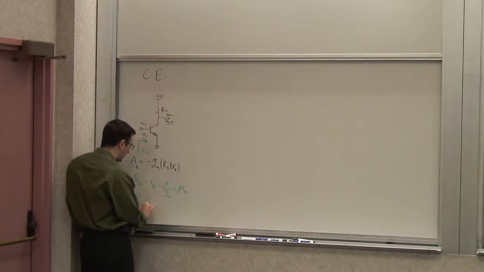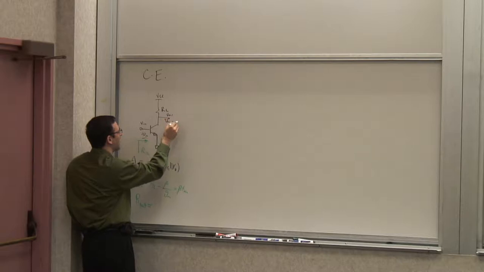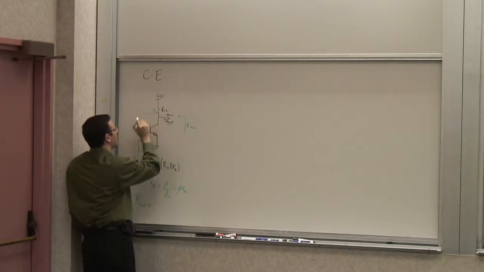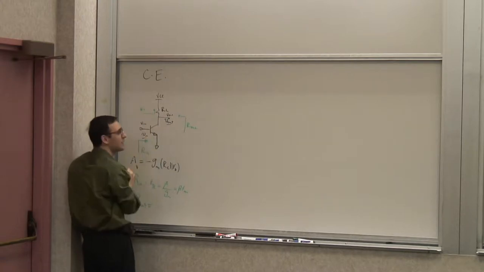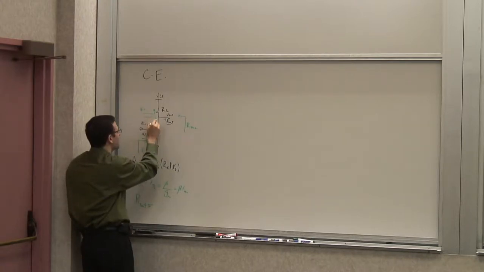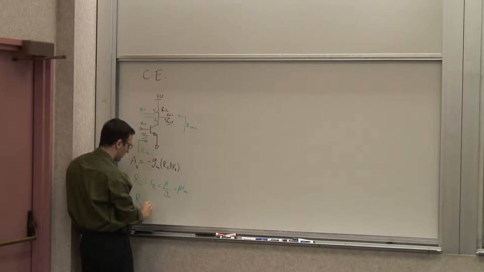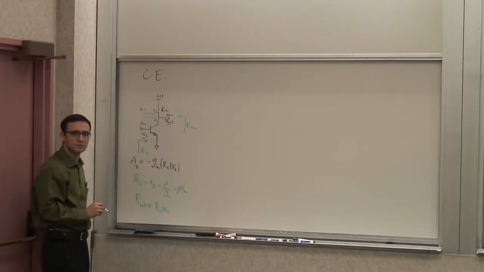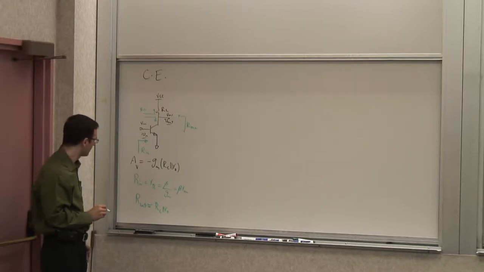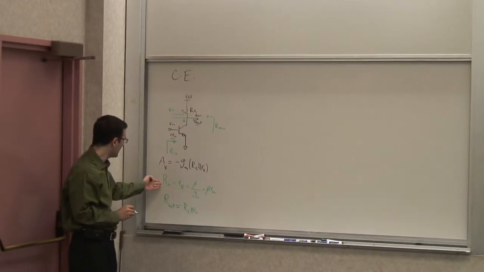And how about Rout? We calculated the Rout. Of course, we know that there's an extrinsic part to Rout. So if this is Rout, there's an extrinsic part that's looking up, which is simply RC, and there's an intrinsic part looking down in this case, which is ro, so it's basically RC in parallel with ro. So that was for a non-degenerate case, right? The gain, input, and output resistance.